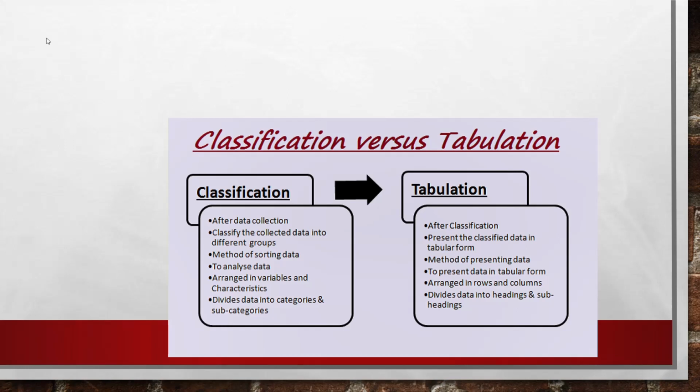In classification, the variables are arranged on the basis of certain characteristics, whereas in tabulation they are arranged in rows and columns. In classification, the data is divided into categories and subcategories, whereas tabulation divides the data into headings and subheadings.